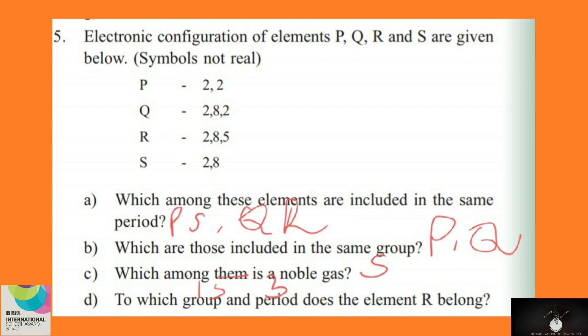To which group and period does the element R belong? Look at R. So the group number is 15. Why? Because it has 5 valence electrons, you have to add 10 to it. So 15, and the period number is 3, right? Because it has got 3 shells. Now we'll move to the next question.